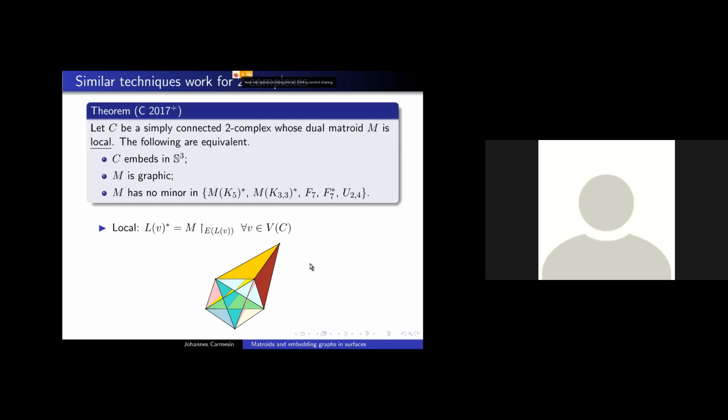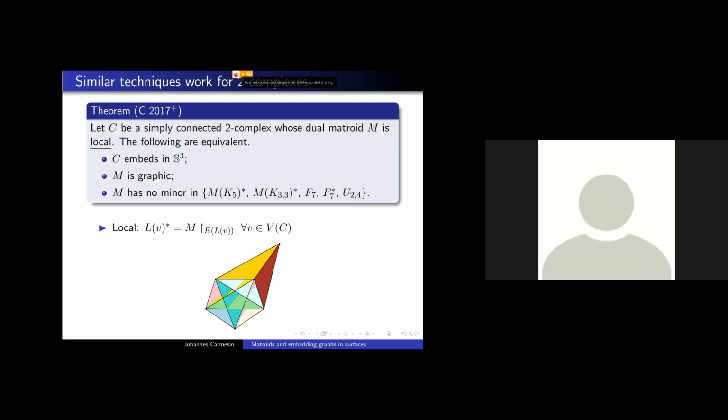And yeah, this slide won't matter for the rest of the talk at all. It's just for people who know these things, to connect things. A two-dimensional simplicial complex is just a graph where you put some disks onto some triangles of that graph. So it's a two-dimensional object. And this theorem says that a simply connected two-dimensional simplicial complex satisfying some necessary condition, which I won't talk about today, can be embedded in three-dimensional space so that the faces do not cross, if and only if some associated matroid is graphic.